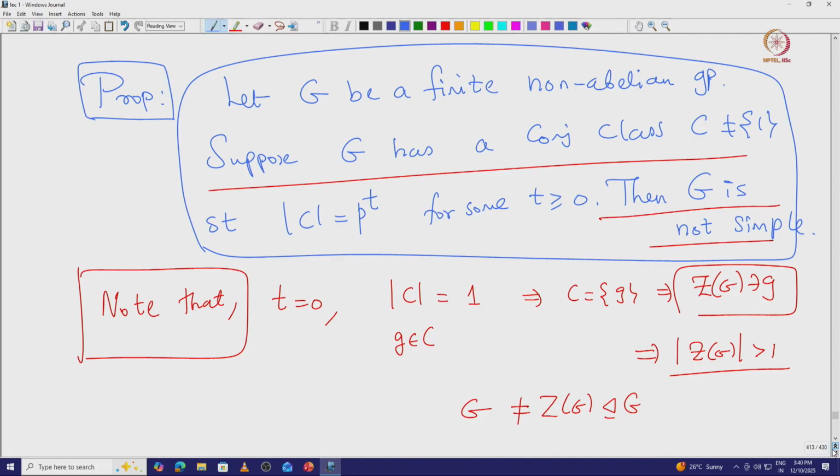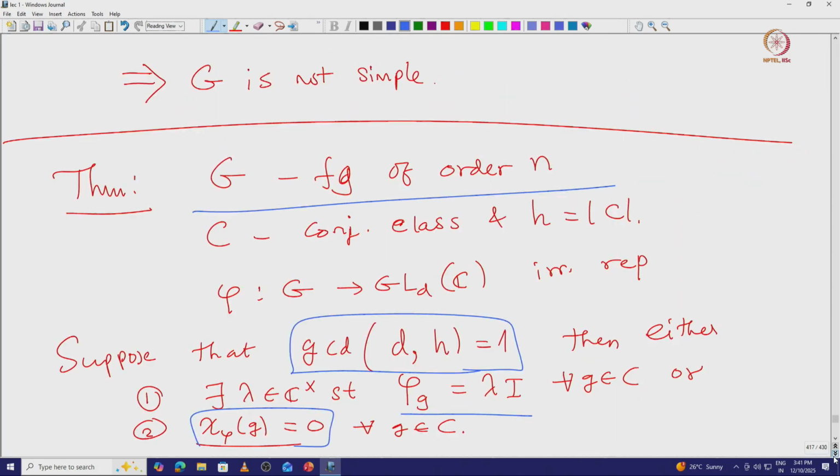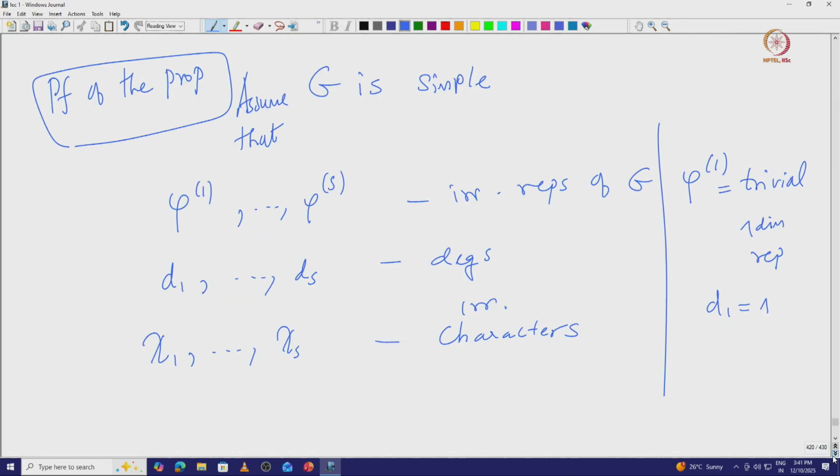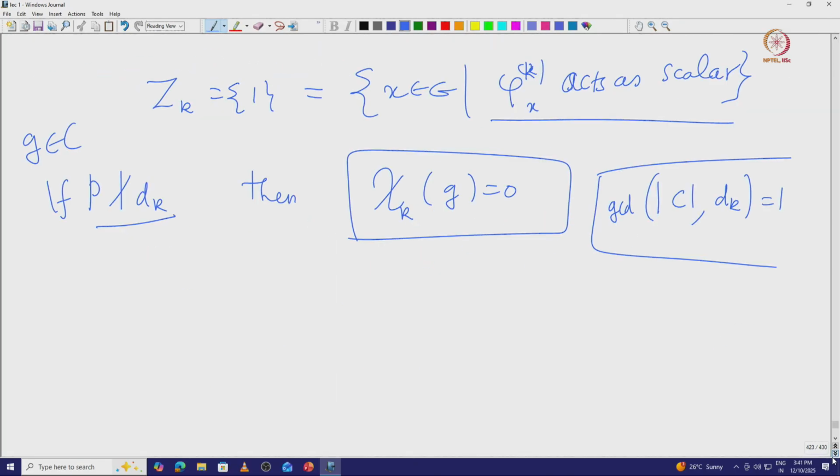The proposition tells us that the conjugacy class exactly has order p^t. Because of that we can conclude, since p does not divide d_k, that the GCD of the cardinality of C and d_k is 1, they are relatively prime. So, that is why you get chi_k of g is 0.